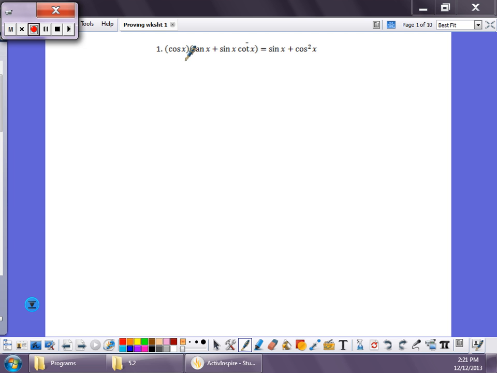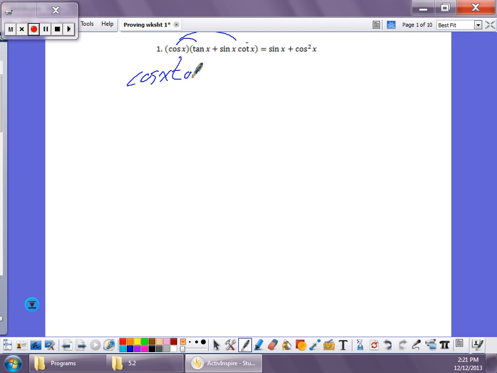So here, it looks like this side is the more complicated side. Remember, we always want to start with the more complicated side. And going from here to here, from 3 terms to 2, it looks like I may want to distribute here. So I'm going to multiply cosine x by this and this. So I'd get cosine x tangent x plus cosine x sine x cotangent x. And I'm trying to make it equal sine x plus cosine squared x.